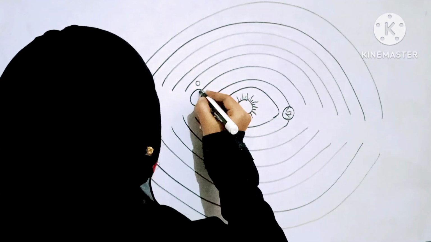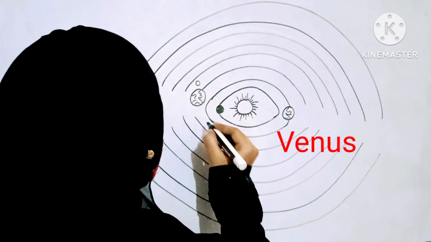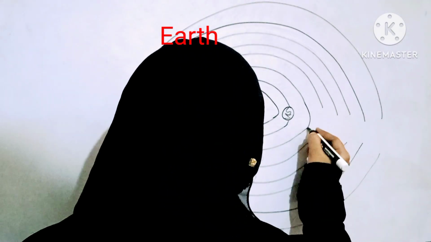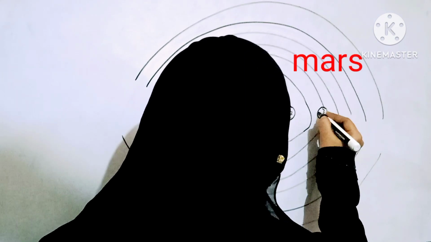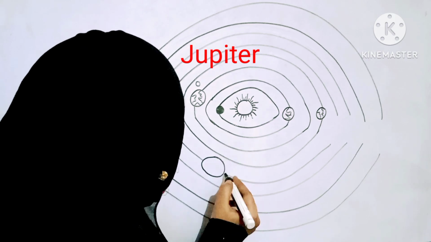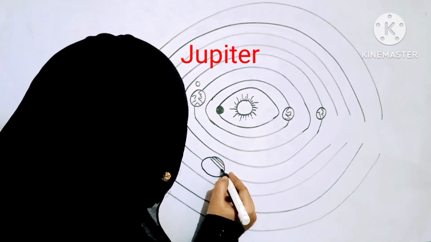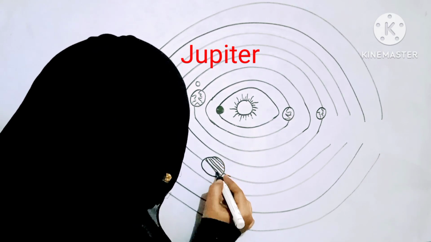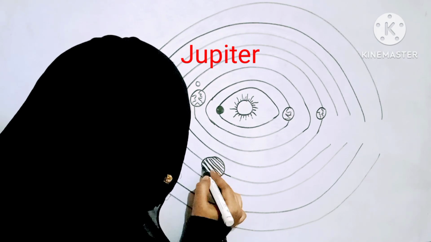And the second is Venus. And the third planet is Earth. And the fourth planet is Mars. And the fifth planet is Jupiter. You can see in the picture how the numbers of planets are increasing. They are far away from the sun.